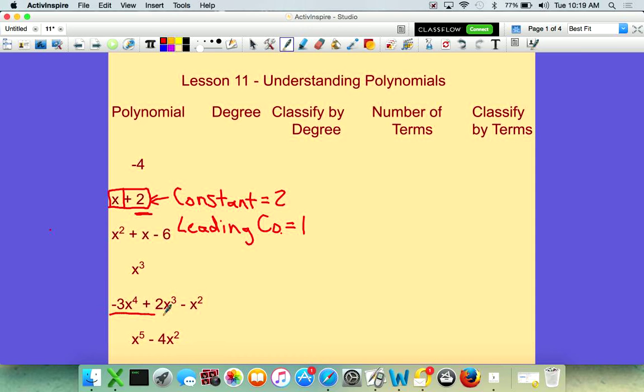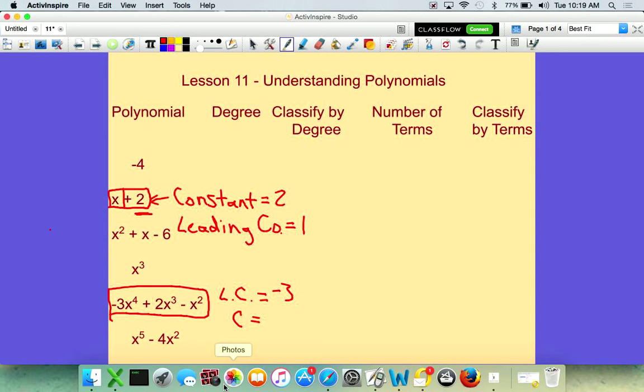If we come down here to this one, if we want to do our leading coefficient first, first of all, you've got to put it in the right order from highest exponent to lowest exponent. So that's already taken care of here. If we look at our leading coefficient, that would be out in front of the x to the 4th, which would be a -3.